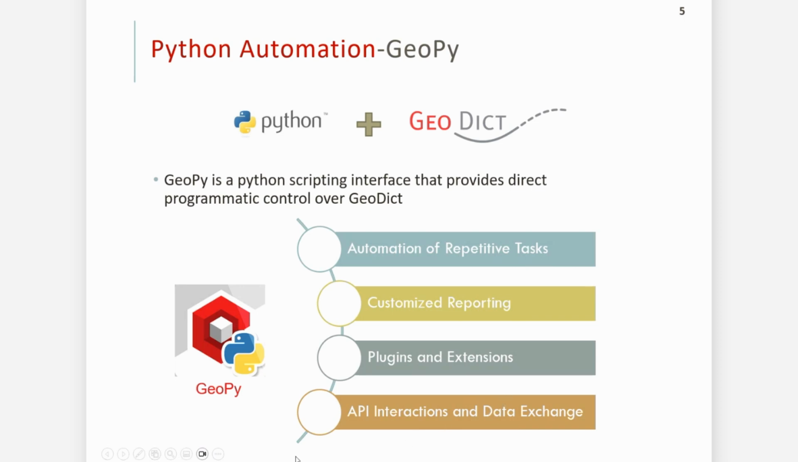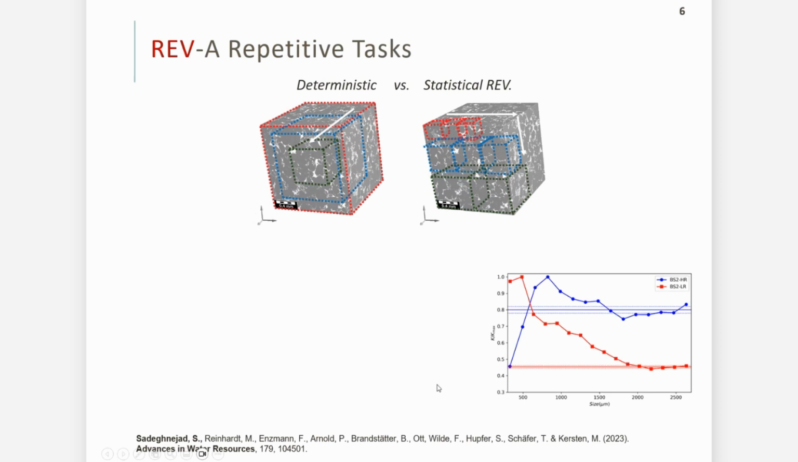And at the end, if you want to exchange data from GeoDict to other software, or bring data from other software into GeoDict, we can write an API with the help of GeoPy Python codes and connect both software together. The first example is a very good example of a repetitive task.